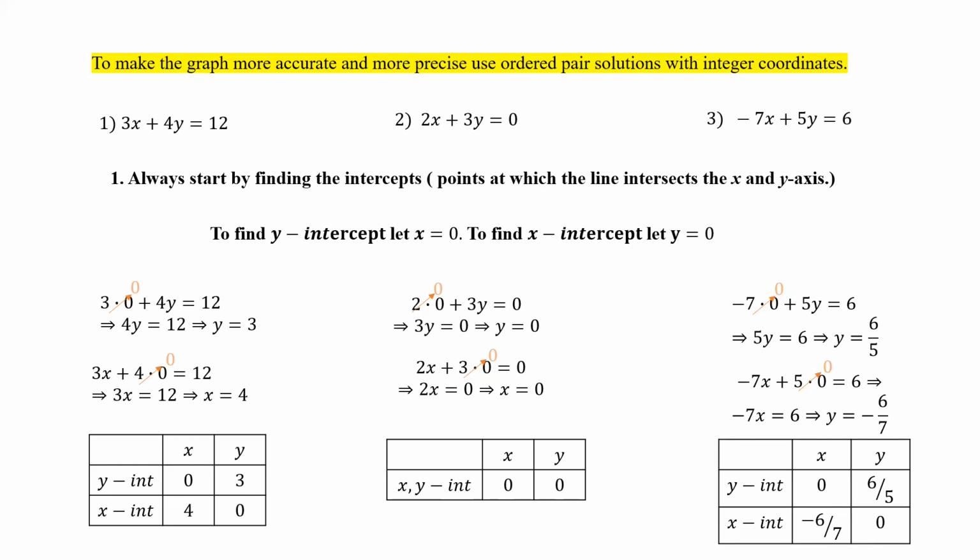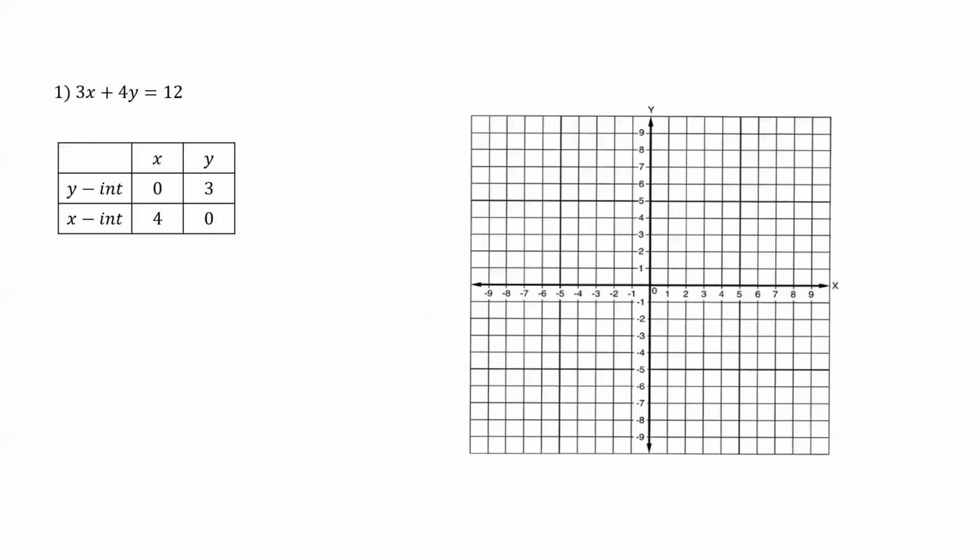And I will continue by graphing my first example. So this is one of those fortunate cases when both intercepts have integer coordinates. So those are easy to plot and sufficient to graph. So I'm going to plot them on my coordinate plane. First 0, 3, and then 4, 0, and I will connect them with a straight line. Here's my first graph.